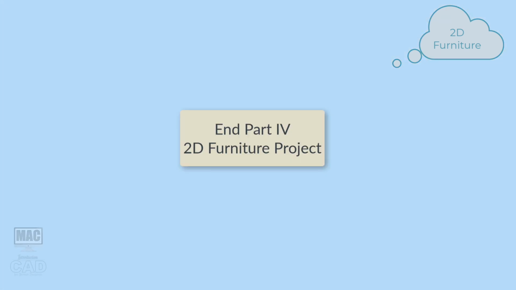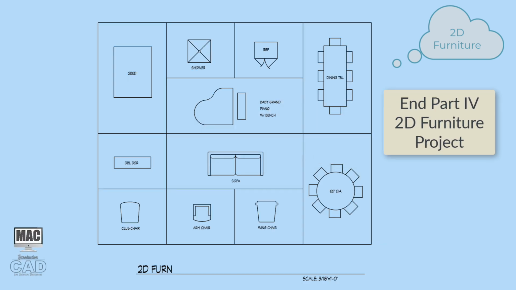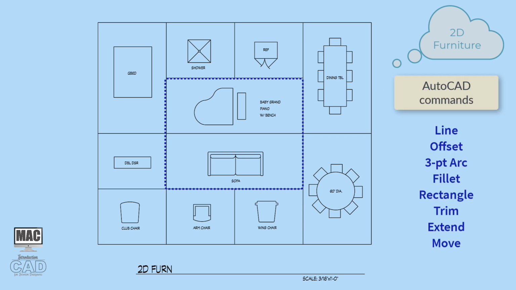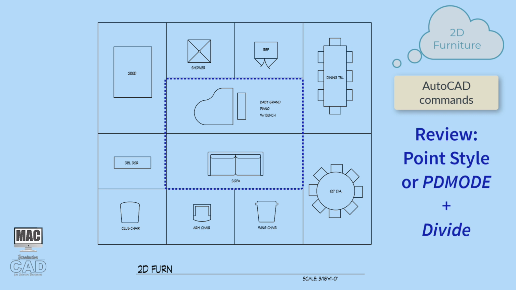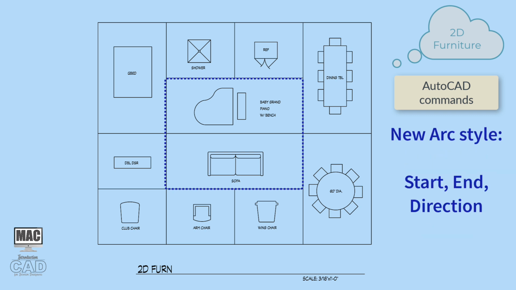This concludes part 4 of the 2D furniture exercise. Objects drafted in this video included the 2-seat cushioned sofa and the baby grand piano. This video reviewed the AutoCAD commands from the 2D furniture parts 1, 2, and 3, including line, offset, 3-point arc, fillet, rectangle, move, point style or PD mode, divide, and introduced a new arc style, start, end, and direction.